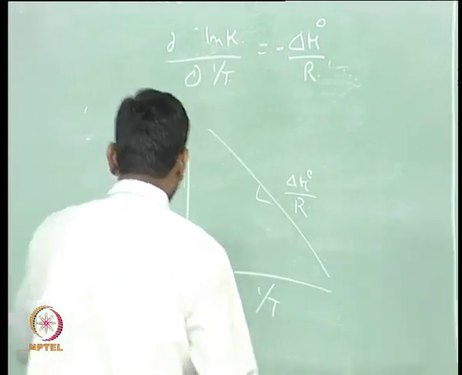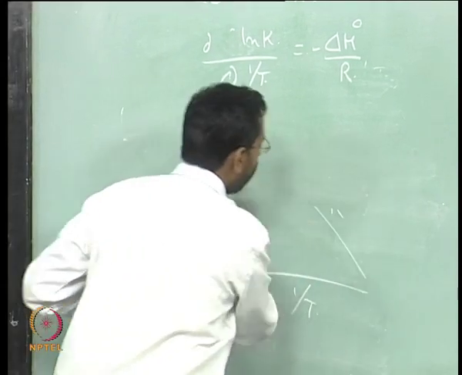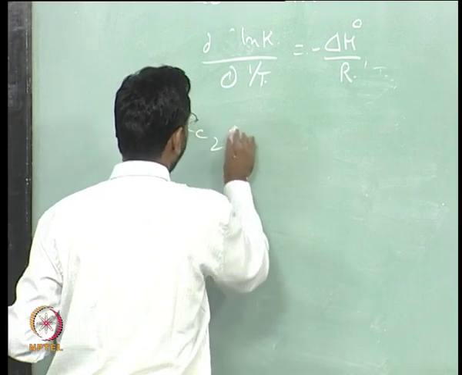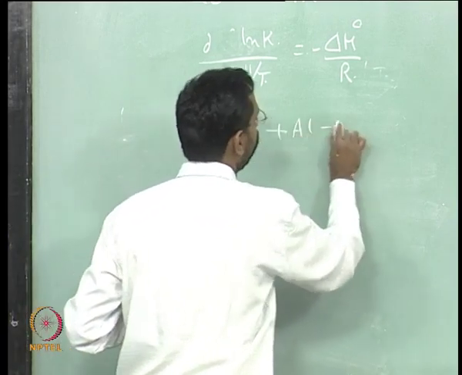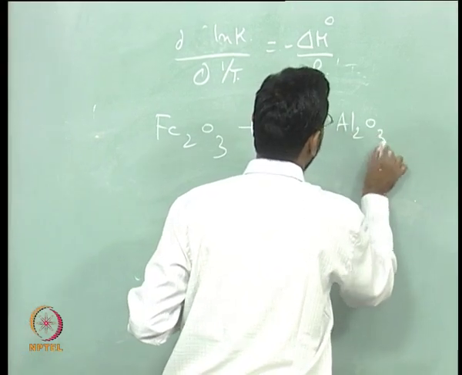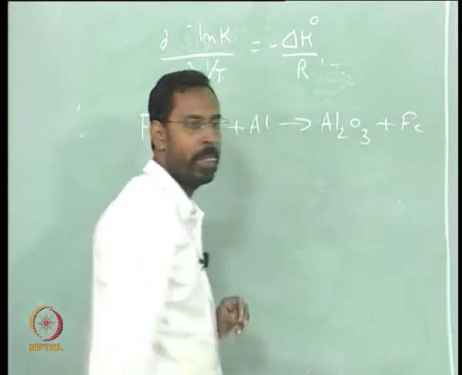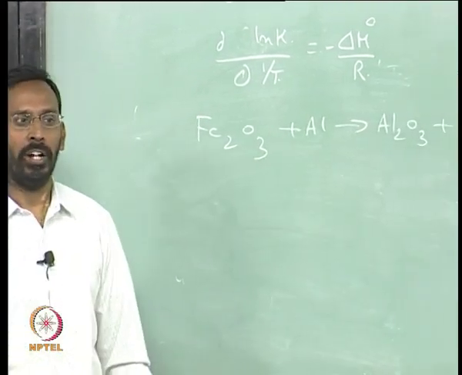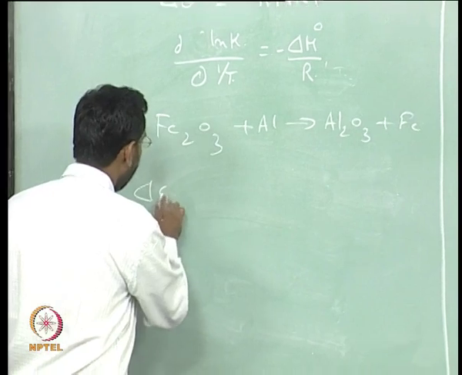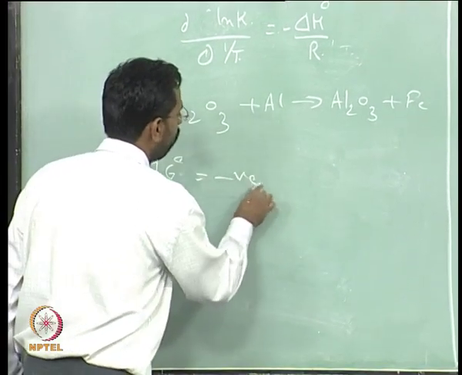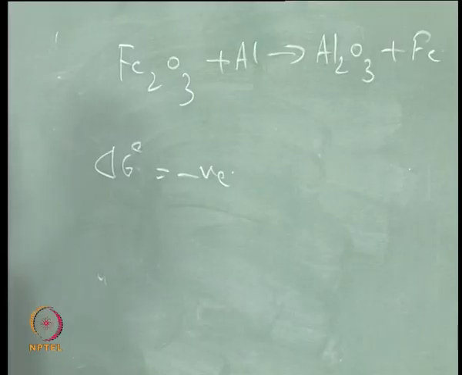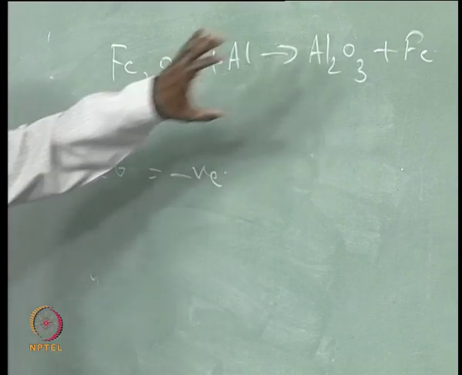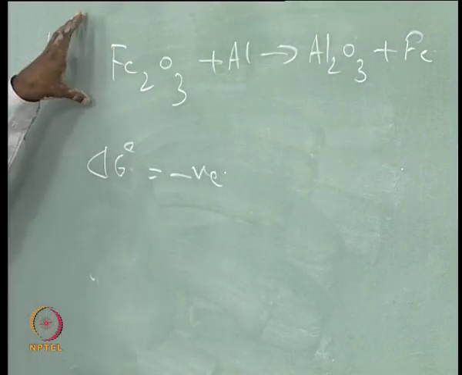For example, a very standard example everybody knows: if I take FeO or Fe2O3 plus aluminum, you should be able to get Al2O3 plus Fe. Whether this reaction will go in this direction or not depends on whether the delta G naught of this reaction is negative or not at a given temperature. What is delta G naught? It is the free energy of the products minus the free energy of the reactants.